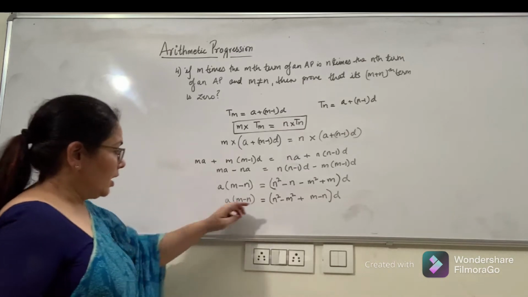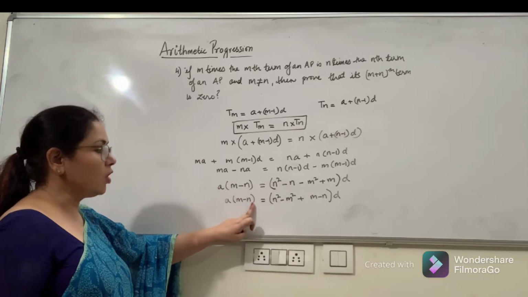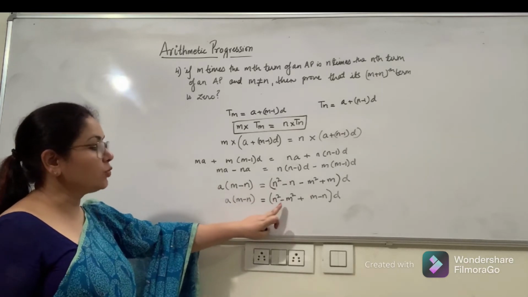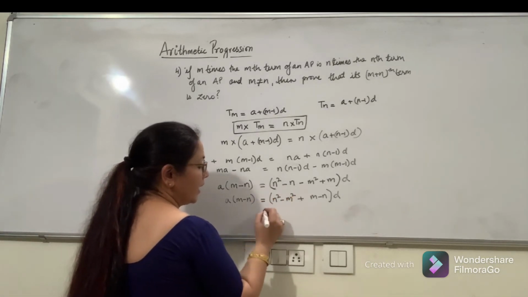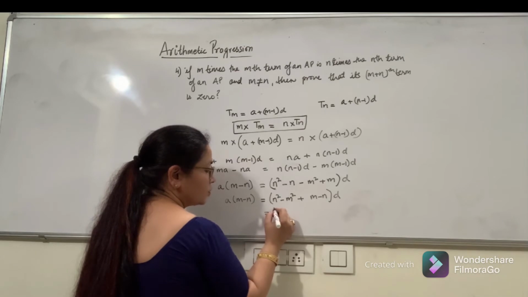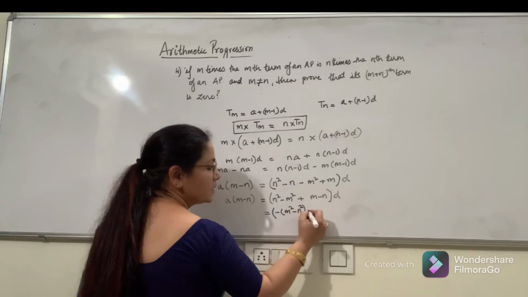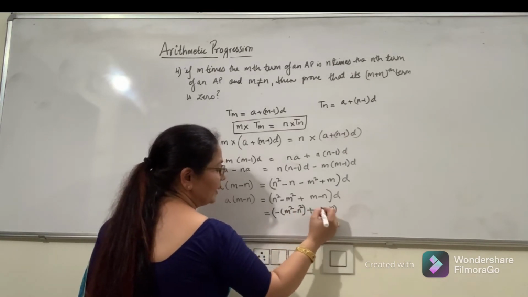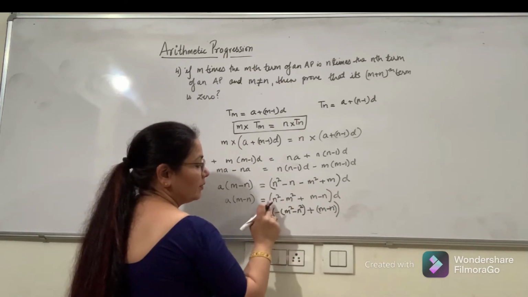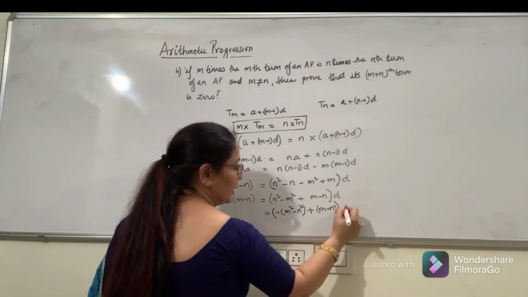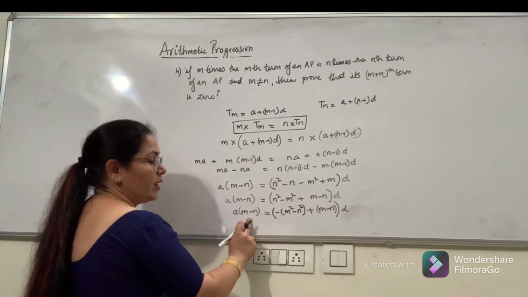Now we have to take (m minus n) common from both sides. But here n square minus m square is there, so we'll take the negative sign common and change this, minus (m square minus n square). Can I do this? Yes, because when we take the minus sign common, the terms get reversed. M can be written first and then n. So D and (m minus n), because we have to cancel (m minus n).